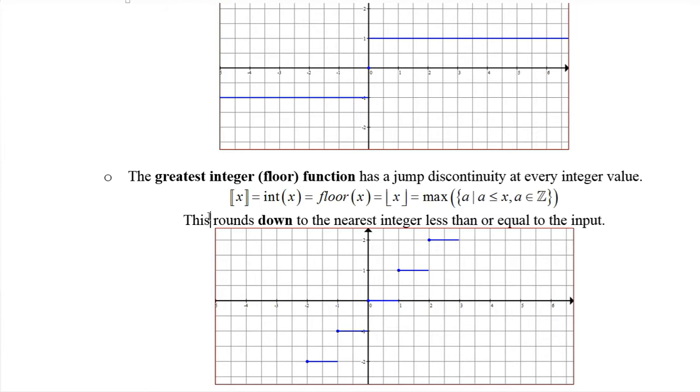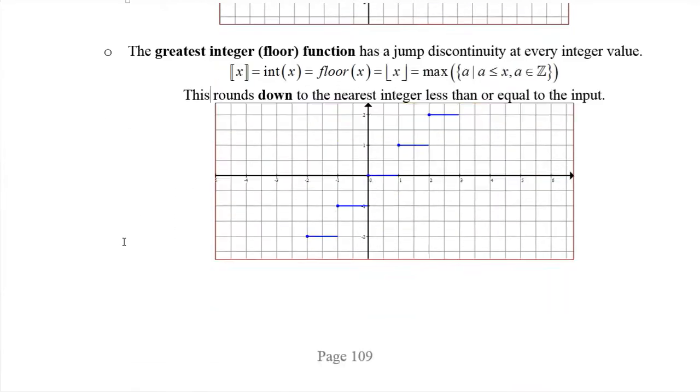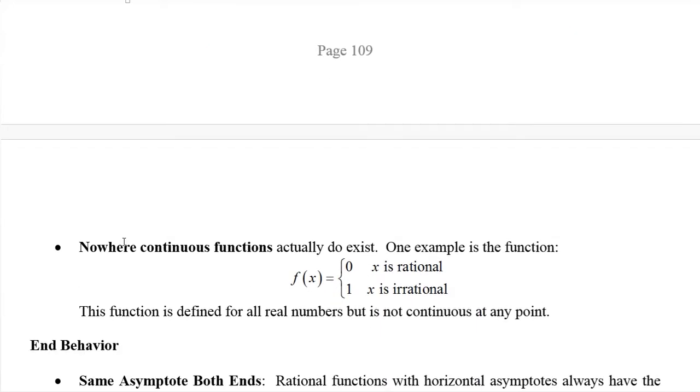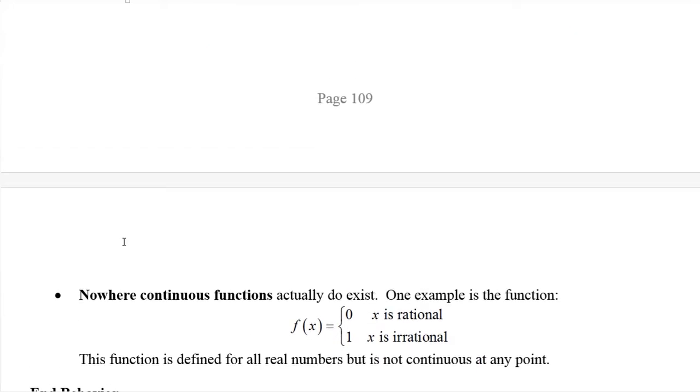How about a function that's not continuous anywhere? You might not think such a thing actually exists, but such functions do exist. Here's a function that's not continuous anywhere. It's a piecewise defined function where f of x is 0 if x is a rational number, and f of x is 1 if x is an irrational number.